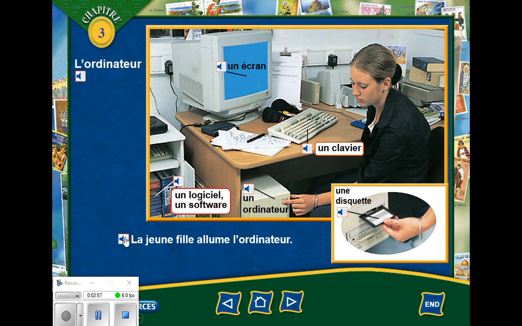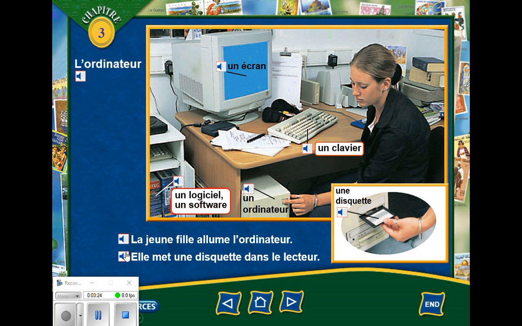La jeune fille allume l'ordinateur. Allumer is a regular ER verb, and it means to light, but it also means to turn on. So the young girl turns on the computer. The young girl turns on the computer is what you want to write on your paper. We're in the second section there on your paper.